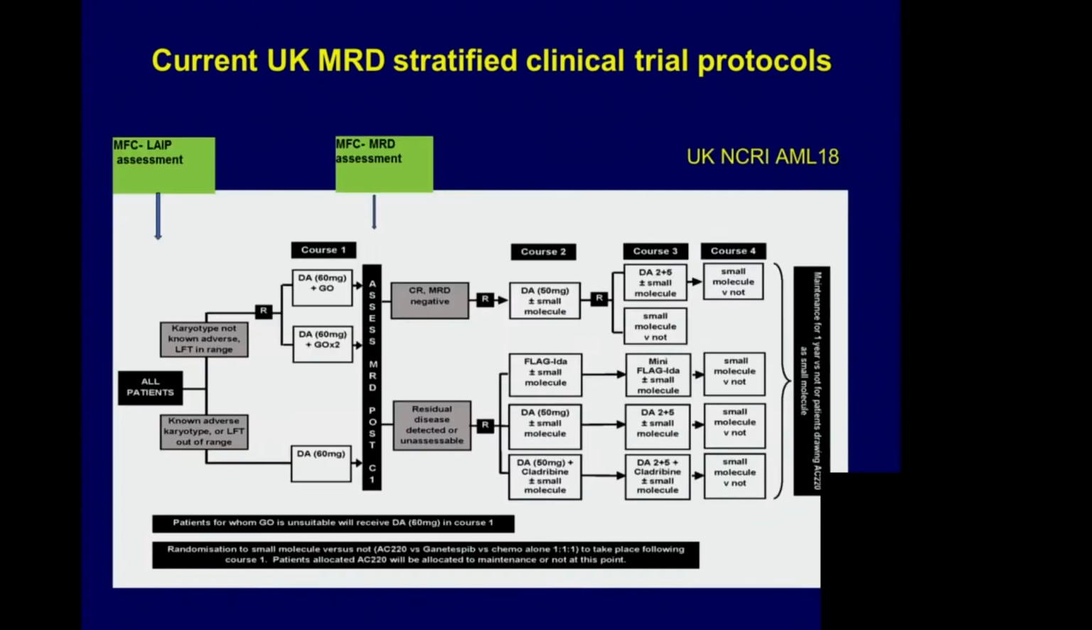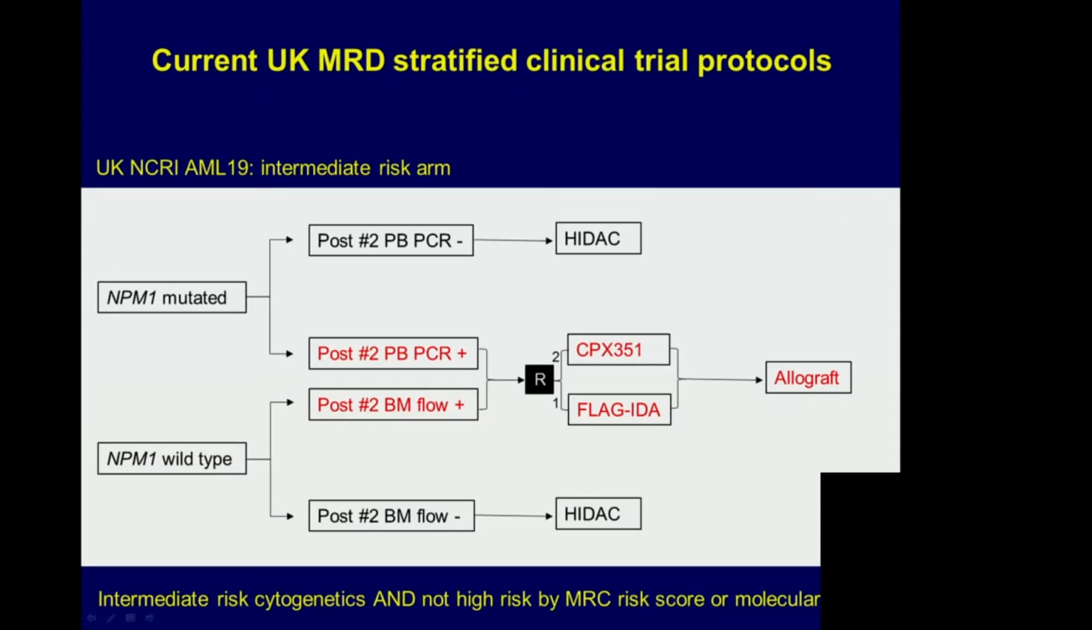So this is the AML-19 study, the current AML-19 study from the last update. Patients who have NPM1 mutation are divided into 2 risk groups on the basis of their post-course 2 MRD status. Those who are negative receive consolidation chemotherapy. Those who are positive are randomized between 2 salvage therapies and are then allografted.